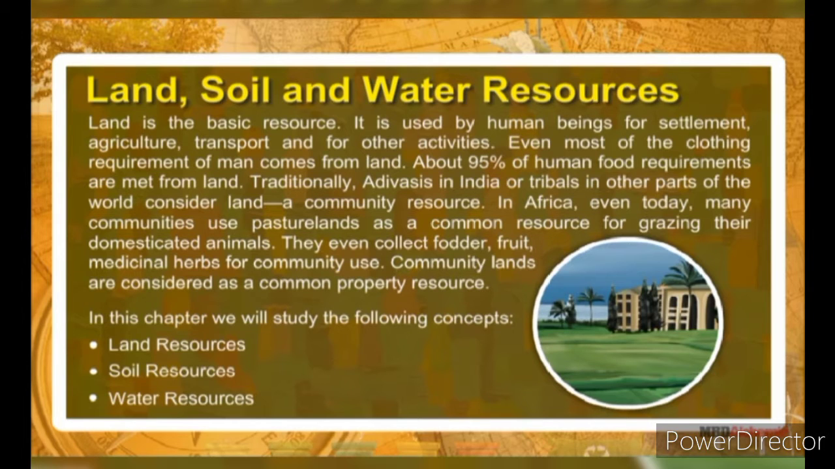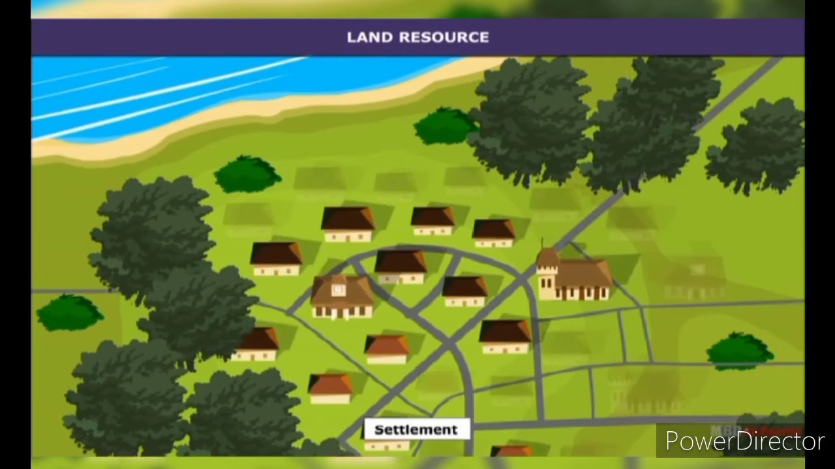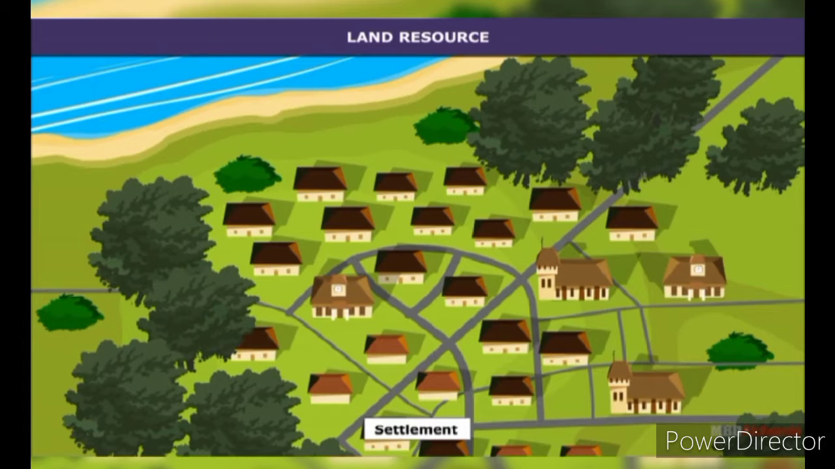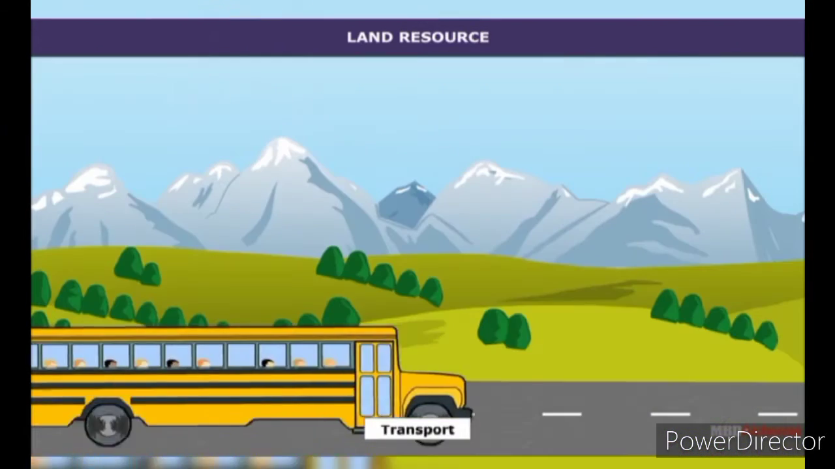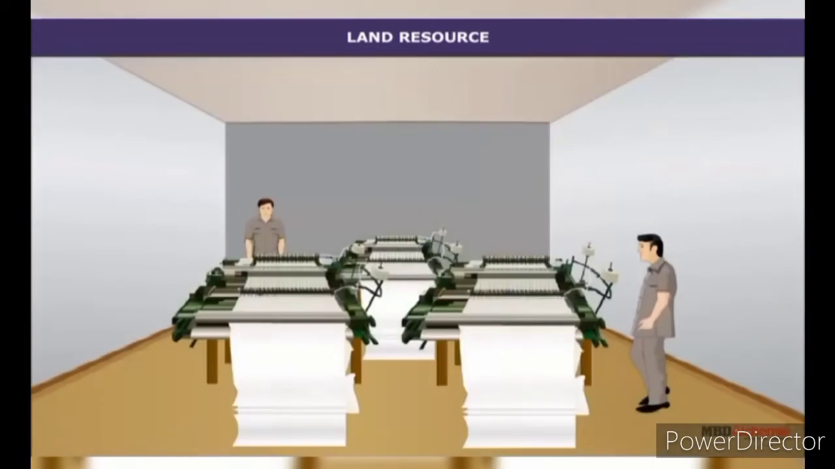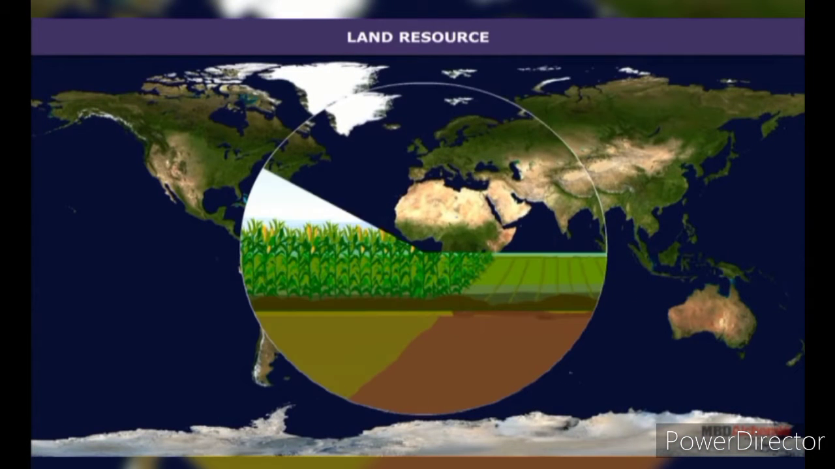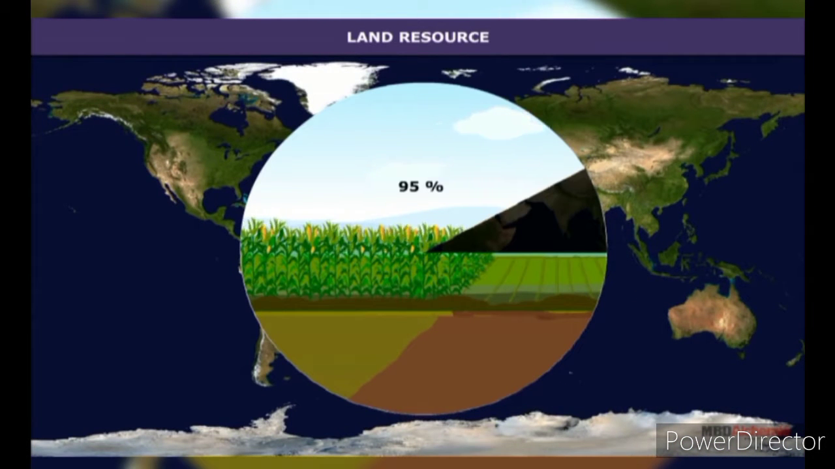In this chapter, we will study the following concepts: land resources, soil resources, water resources. Land resource. Land is the basic resource. It is used by human beings for settlement, agriculture, transport, and for other activities. Most of the clothing requirements of man comes from land. About 95% of human food requirements are met from land.